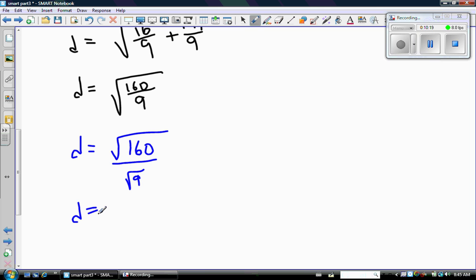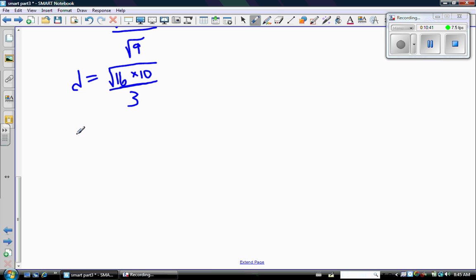Now, the square root of 9, we know that that's 3. But the square root of 160, well, we're not going to start using a decimal when we're purposely avoiding it. So instead, we're going to say that 160 is 16 times 10. And 16 is an important number because you know that 16 is a perfect square. So that means on the numerator, I can write the square root of 16 times the square root of 10.